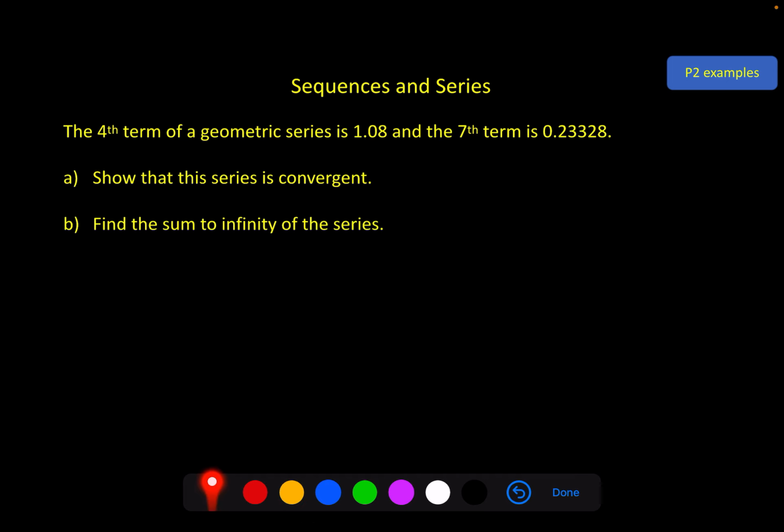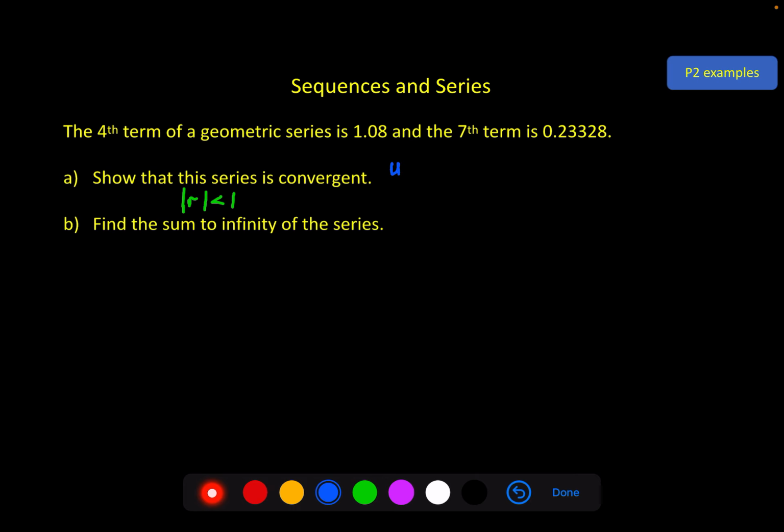Here we've got the fourth term of a geometric series is 1.08 and the seventh term is this. Show that this series is convergent. Now the key point here, if you need to show convergent or divergent, all you're looking for is this: is the magnitude of r less than 1? If it is, it must be convergent. If it is not, then it must be divergent. So we need to show that the magnitude of r is less than 1. To do that, we need to find out what r is.